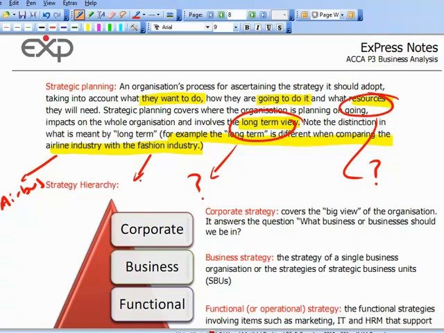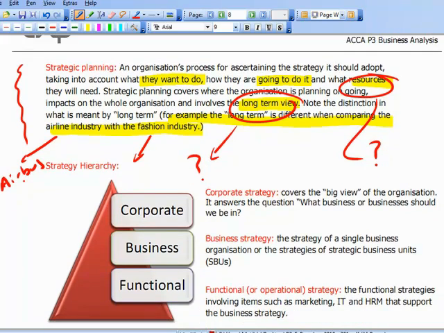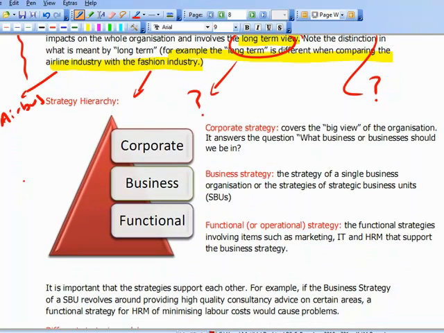So the key thing here when we're looking at strategic planning, it involves what the organisation wants to do, how they're going to do it, what resources will they need. It covers the whole of the organisation and involves the long term. But remember, the long term does differ on a case-by-case basis. The next thing to look at on this page is really just highlighting some terminology here, known as a strategy hierarchy. It introduces us to corporate, business, and functional strategy. Functional is sometimes known as operational strategy. So you have corporate, business, and functional. Let's have a quick look at these one at a time.